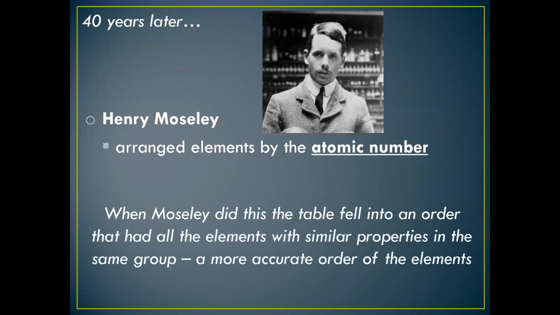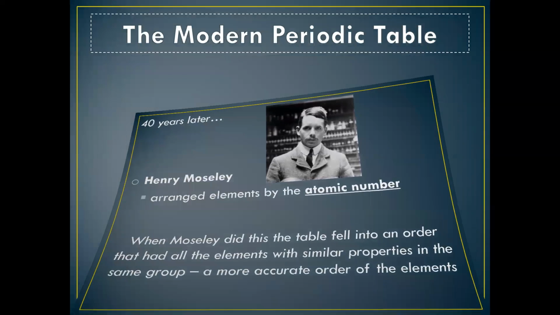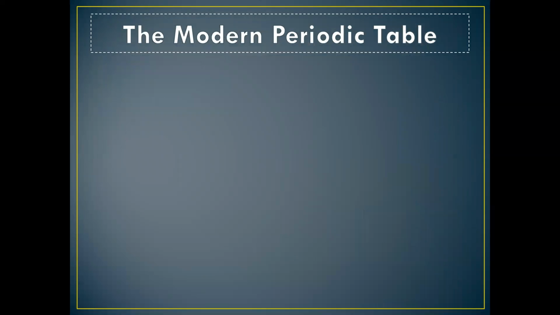So when he took atomic number into play, he realized that the table fell into even greater order, and the elements with similar properties and similar groups had an even more accurate order. But we had to have Mendeleev to get the ball rolling. So our modern periodic table, if you're looking at your periodic table, you're going to need it out for this chapter, we follow Moseley's arrangement.